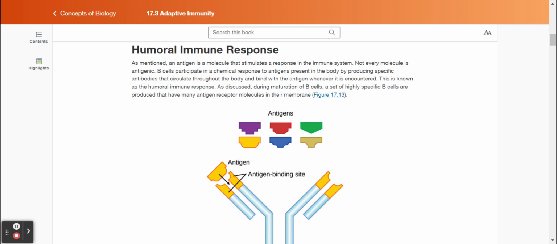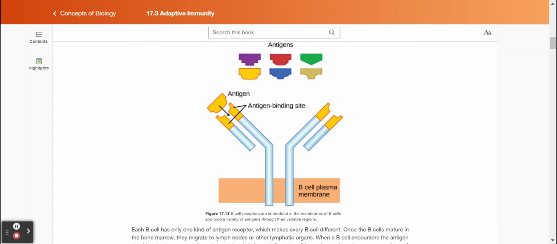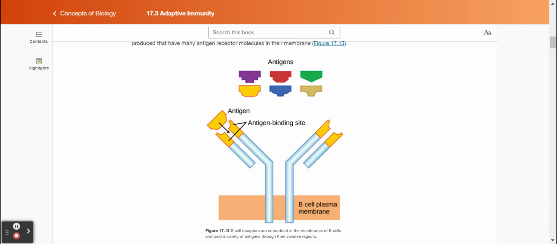As discussed, during maturation of B cells, a set of highly specific B cells are produced that have many antigen receptor molecules in their membrane. Figure 17.13. B cell receptors are embedded in the membranes of B cells and bind a variety of antigens through their variable regions.